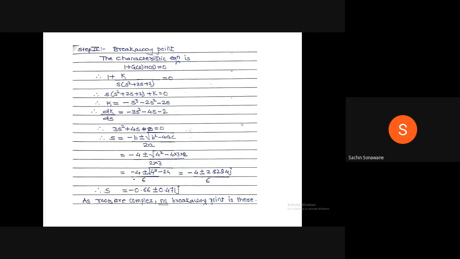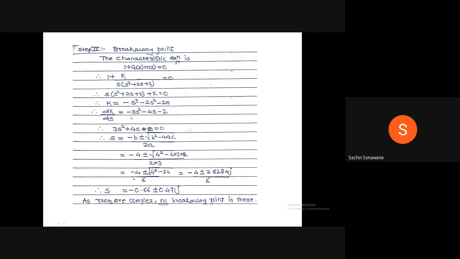Therefore, the breakaway point is given by the characteristic equation 1 plus G(s)H(s) is equal to 0. Therefore, 1 plus K divided by s(s square plus 2s plus 2) is equal to 0. Therefore, s(s square plus 2s plus 2) plus K is equal to 0. Therefore, K is equal to minus s cube minus 2s square minus 2s. We will take s common.